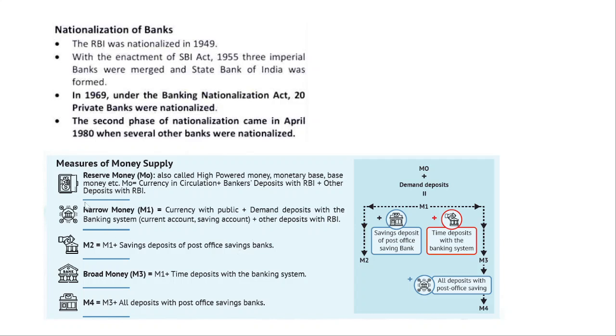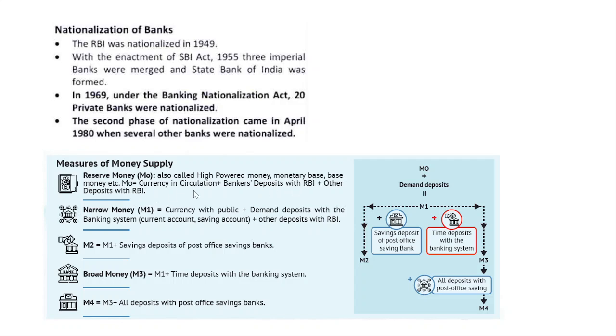Now, without this, you have the reserve money, which is also called the high powered money, which does not include these things. It is called high powered money, monetary base, or base money, etc. This is currency in circulation, plus bankers deposit with RBI and other deposits with RBI. This is the reserve money. So basically, M0 reserve money is called the high powered money. It's also called the monetary base, all these things.